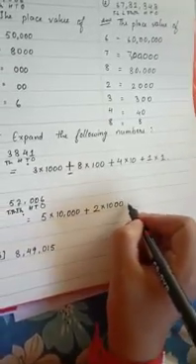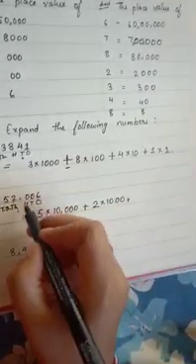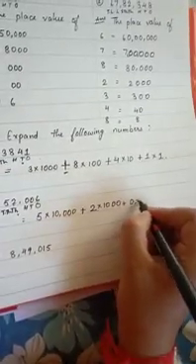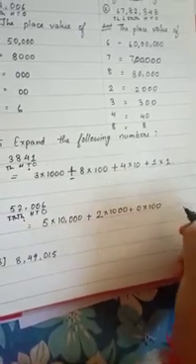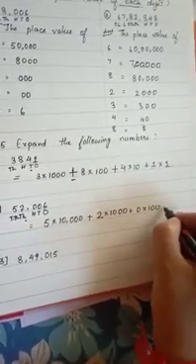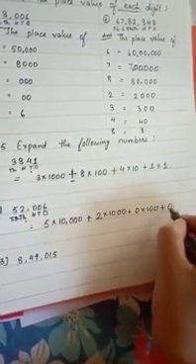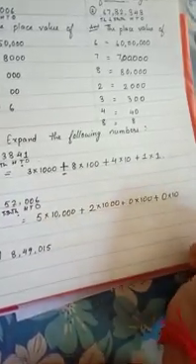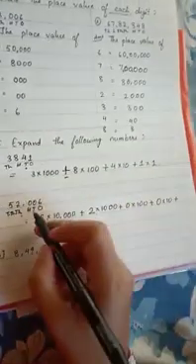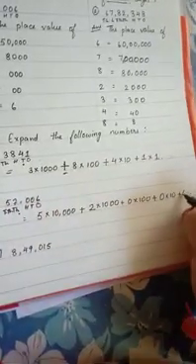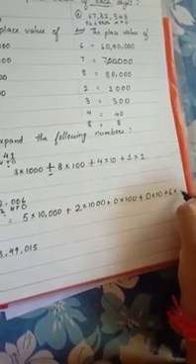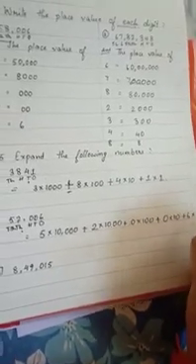Then 100, which is having 0, so I'll write 0, then multiply with 100. Then again one new number, that is 0 at tens position, so I will multiply with 10. Then plus again a new number, which is 6, and it is at ones position, so 6 will be multiplied with 1, so 6 ones are 6.